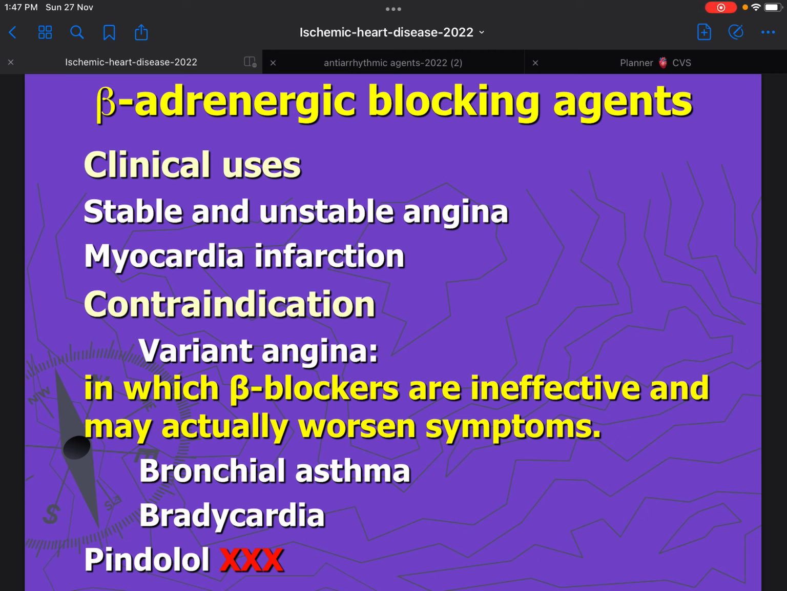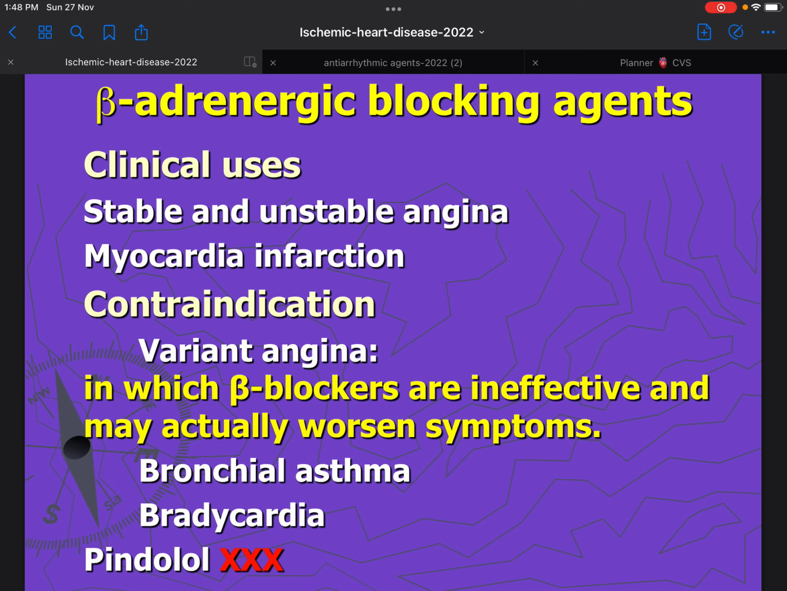Now, one explanation is the intrinsic activity, but studies have shown that it worsens the condition. They tried them, they started using them, and it worsens the condition. So they are contraindicated in variant angina. The explanation is that some of them, such as pindolol, have this activity. Okay? Doctor, do we use pindolol in stable or unstable angina? I wouldn't as well, no.